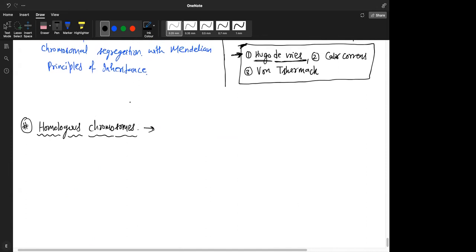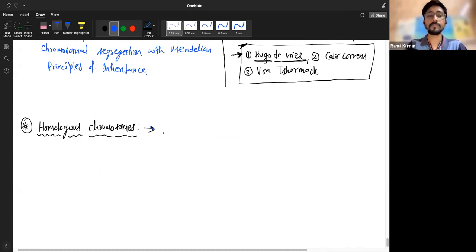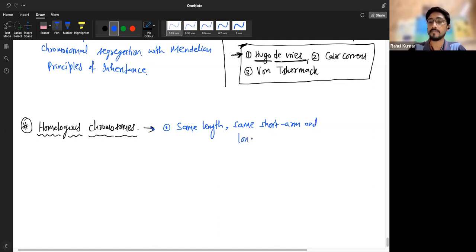So write down about homologous chromosomes. These are two chromosomes which have the same length, the same short arm and long arm length. They have the same number of genes.